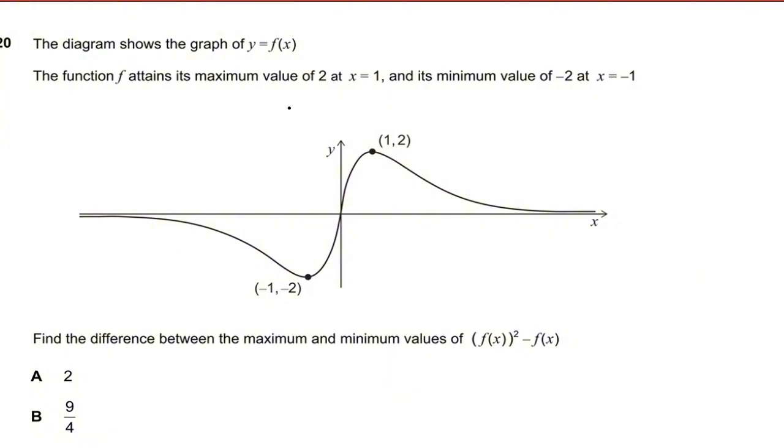Now, they've given us the graph of the function. It says the function has its maximum value at x equals 1, and at x equals -1 it has its minimum value. It asks us to find the difference between the maximum and minimum values of this function.